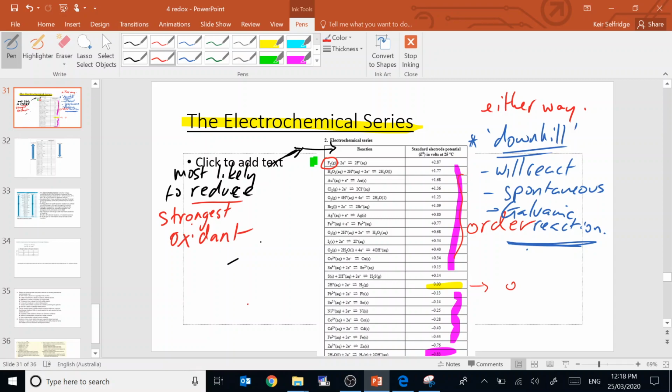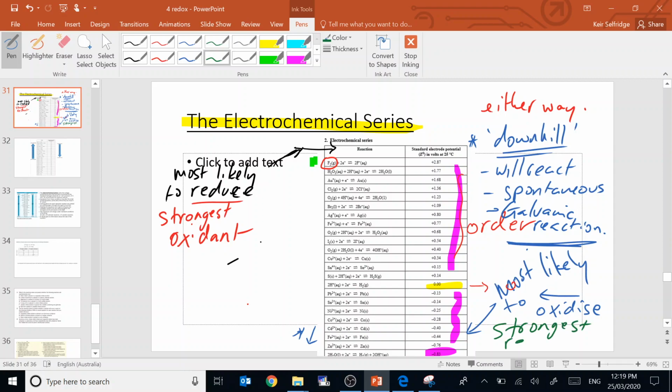If you look down the other end of the scale, though, these ones down the bottom are the most likely to go the opposite way, to go backward. And if they're the most likely to go backward, then they're the most likely to oxidize. And if they're the most likely to oxidize, we would say that they are the strongest reductant.